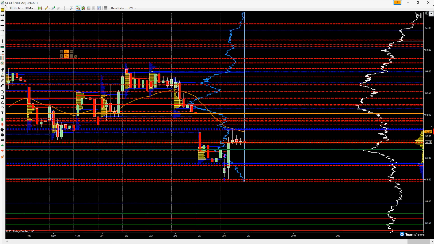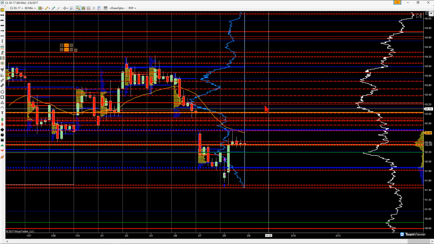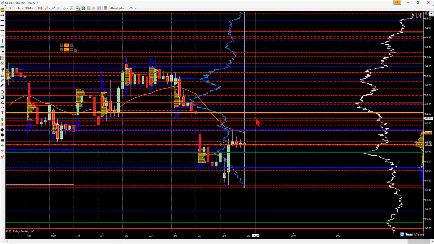52.90 just about. Okay. So the first thing I'm going to expect, considering where we're opening, is an open and a push to test microcomposite VPOC, which also lines up with a former VPOC from a daily profile, which also lines up with the high volume node here in the composite. So that's going to be the first thing.